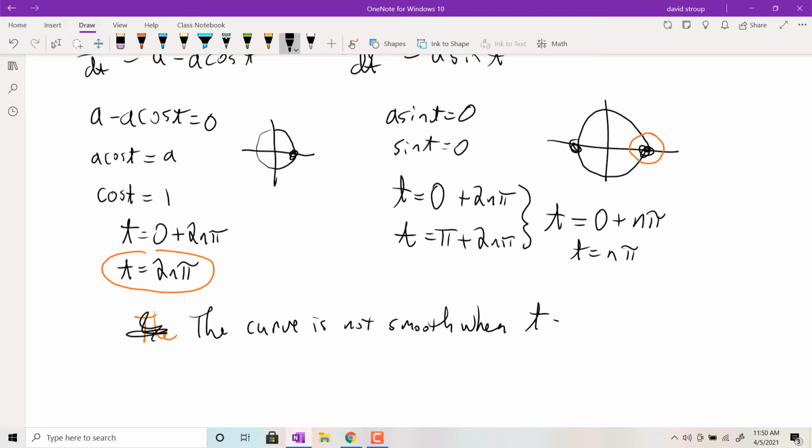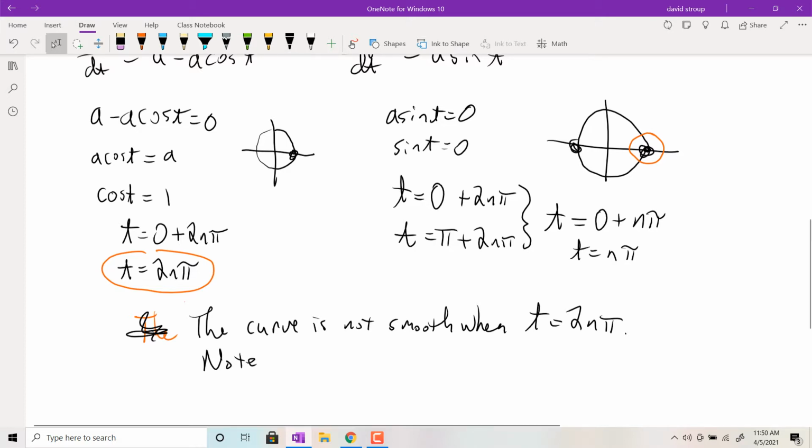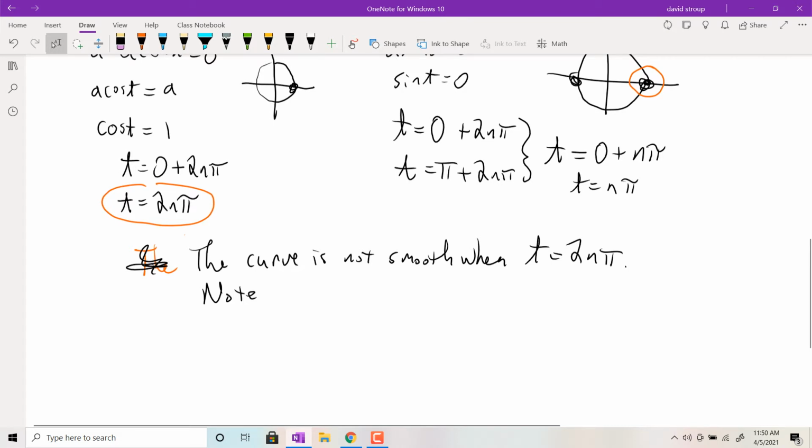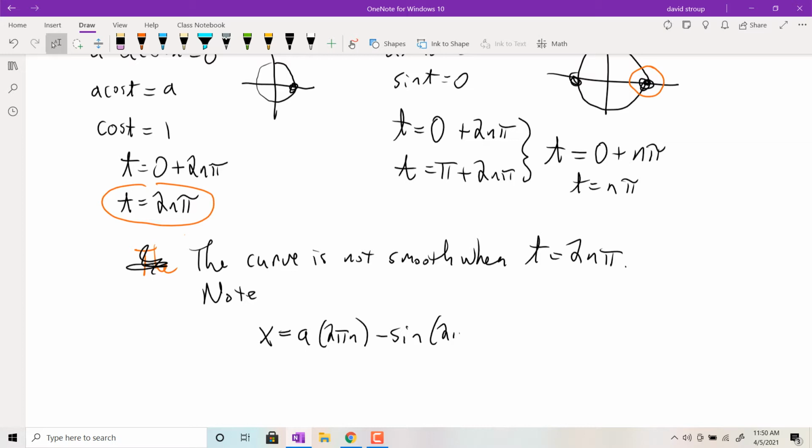When your t values are even multiples of pi, we can also note the xy coordinates of those points. So x would be a times 2 pi n minus sine of 2 pi n, and that would be 2 pi a n minus, well, sine is always 0 at those even multiples of pi and the odd multiples of pi. So that extra part would just be 0.